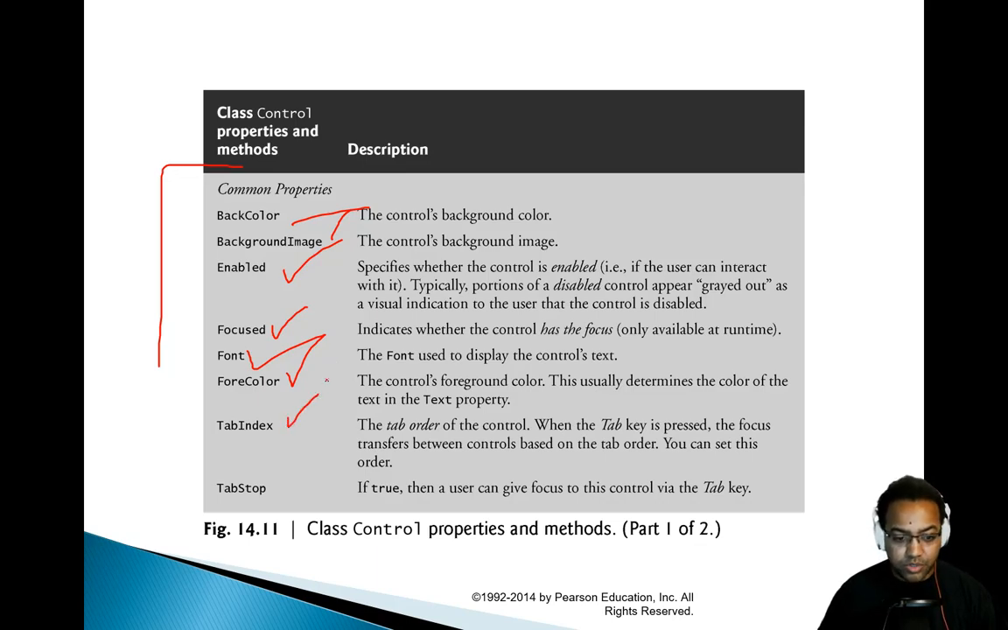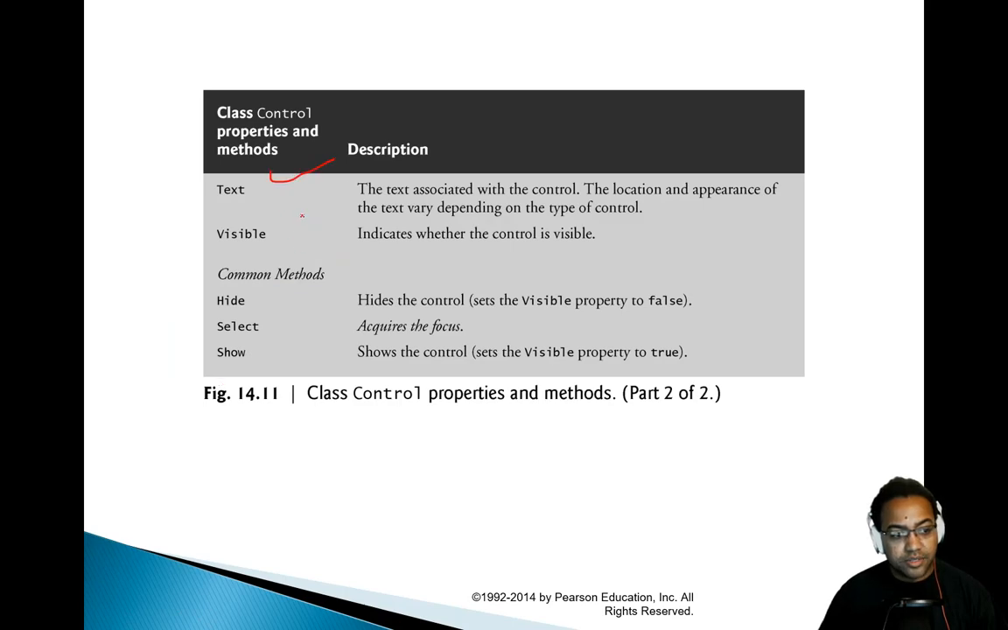TabIndex, which tells you the tab order of the control when the tab key is pressed, and TabStop. Text, Visible, Hide, Select, Show. All of these are pretty much self-explanatory. These two slides can be very important if you would like to remember what these control properties and methods actually do for you, or if they are available to you.